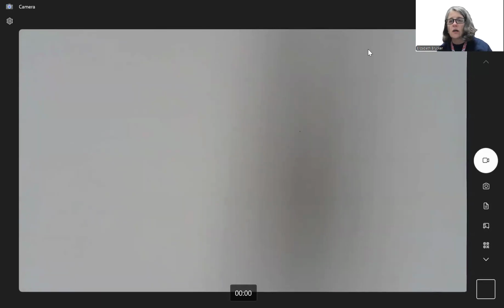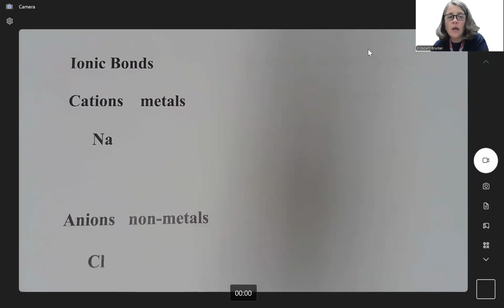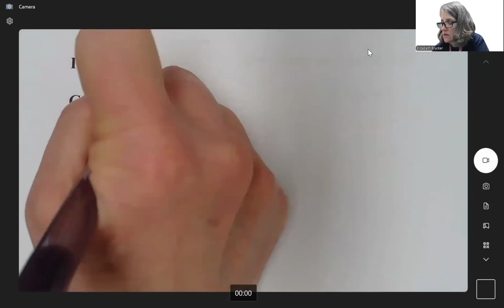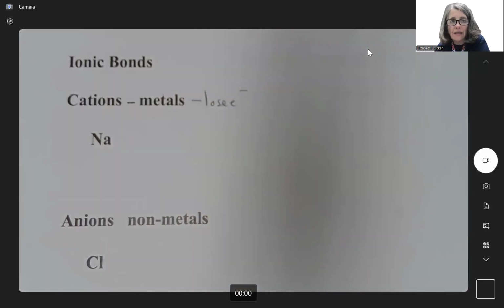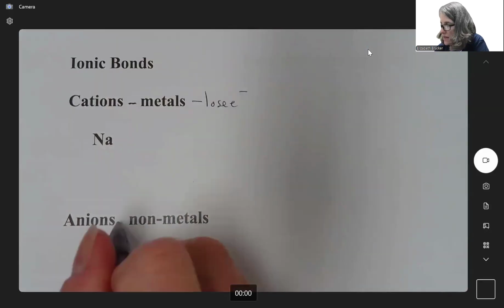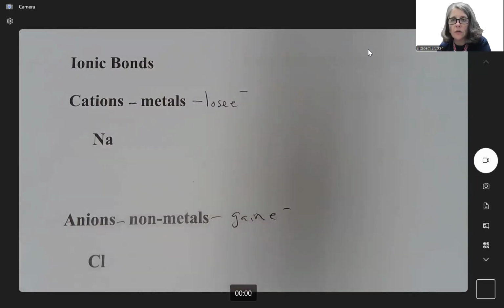So we're first going to talk about ionic bonds and how they form. I'm going to use the example of sodium and chlorine. Exactly how do they make an ionic bond? So remember, cations are metals, and these are things that lose electrons, while anions are nonmetals, and they tend to gain electrons, again, depending upon where they are located on the periodic table.